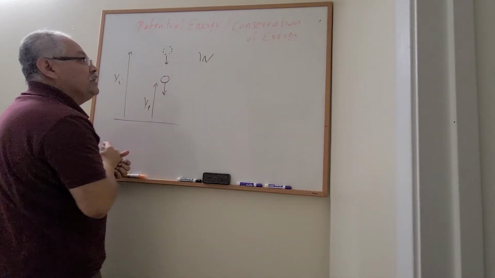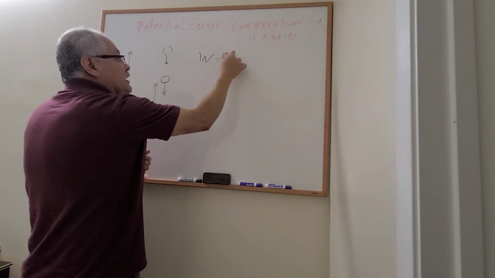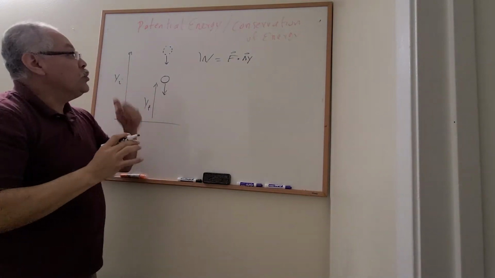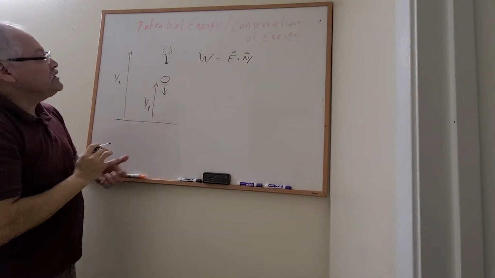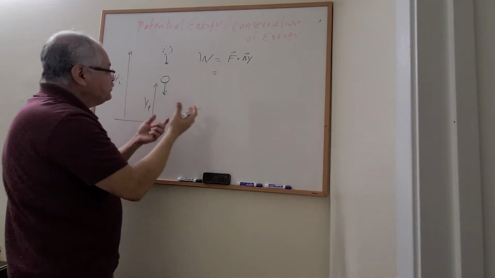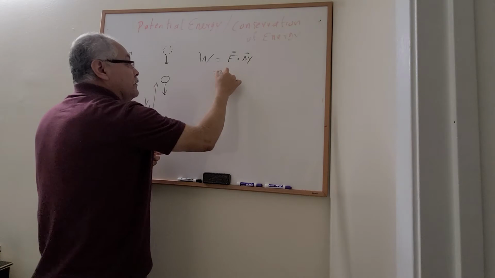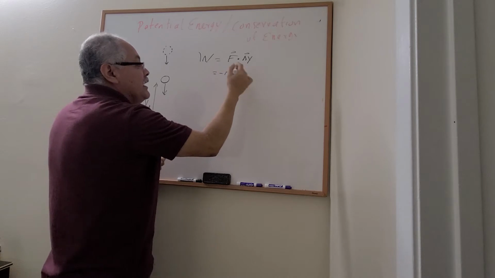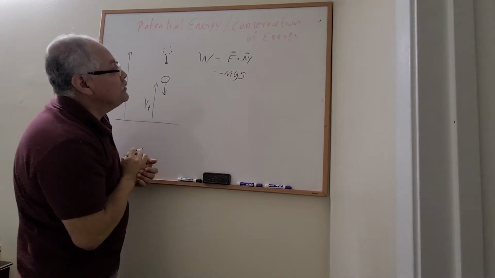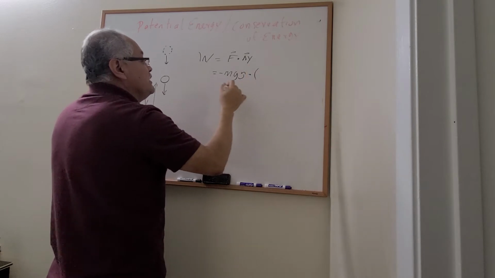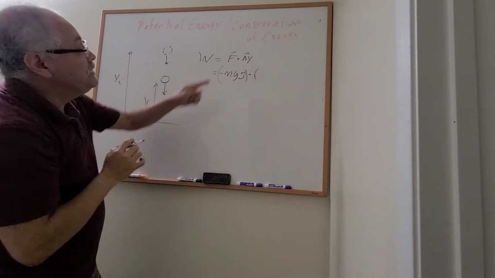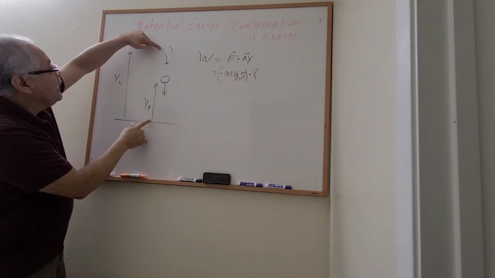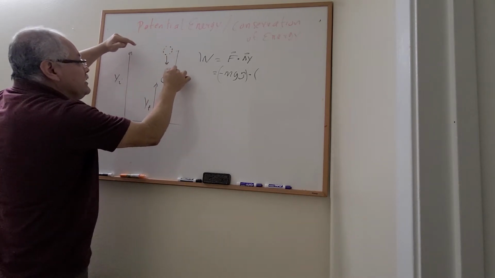Remember how we define work? Work is defined as the dot product of the force times the displacement. That's work. What is the force acting in this case? Well, the force is the force done by gravity, which is mg. The direction is negative, in the j hat direction. For the displacement in the y direction, remember the magnitude is going to be this difference. This is my delta y.